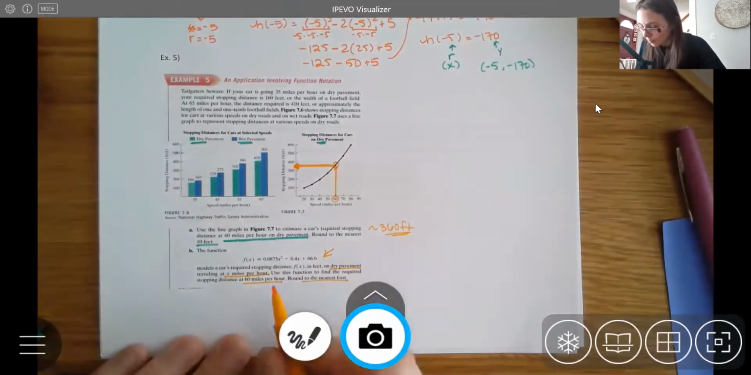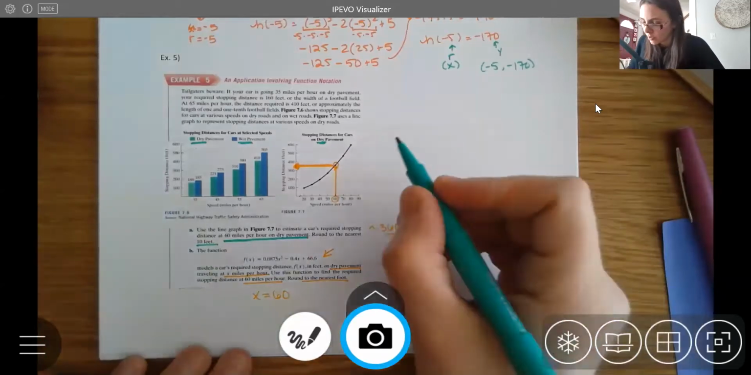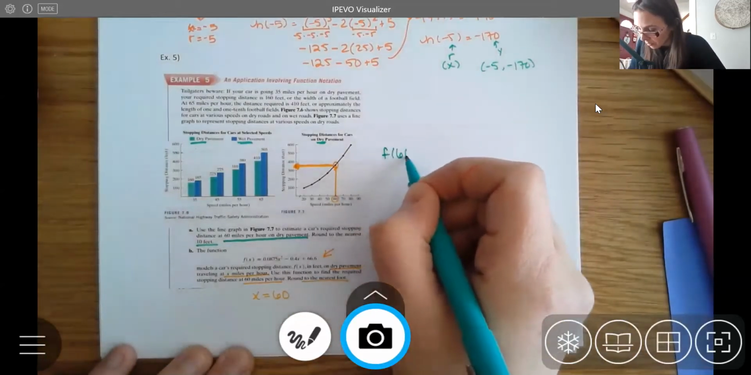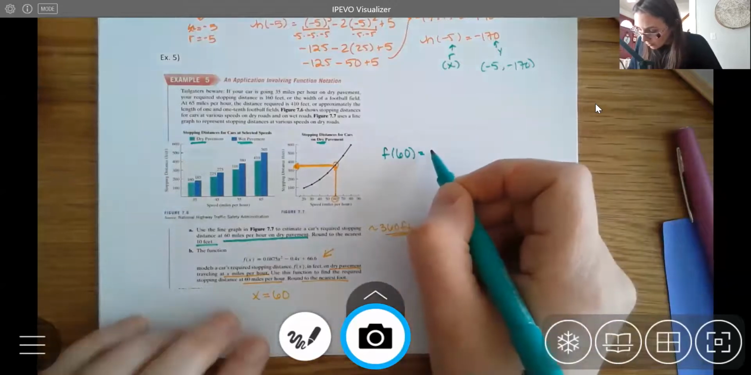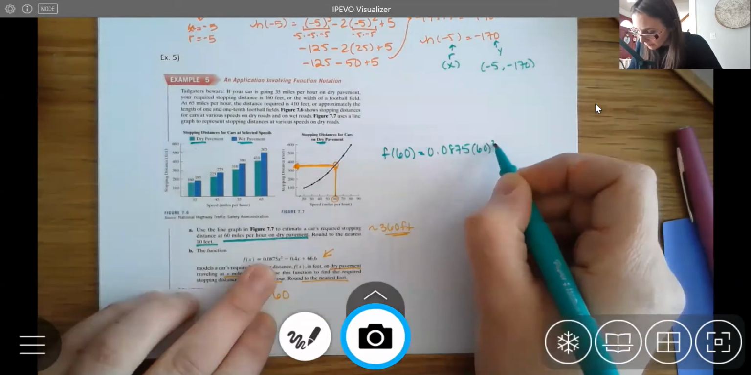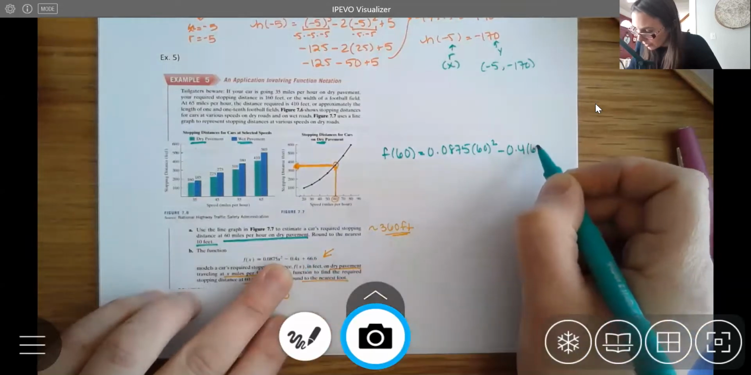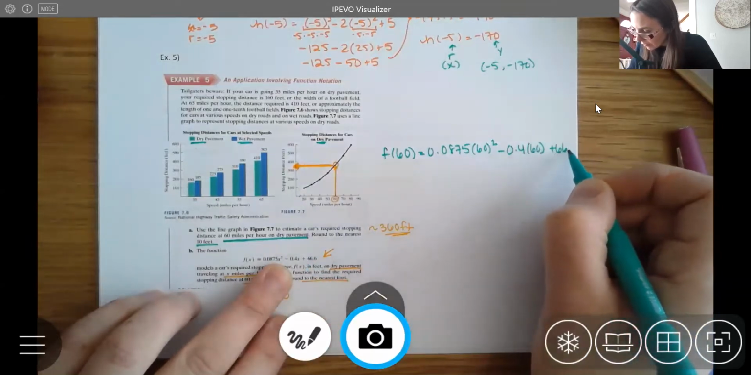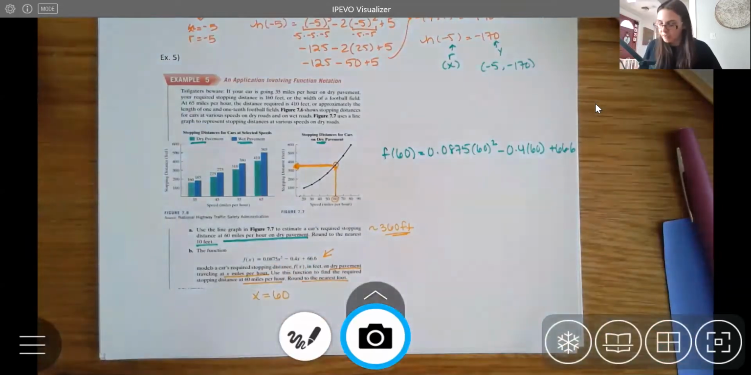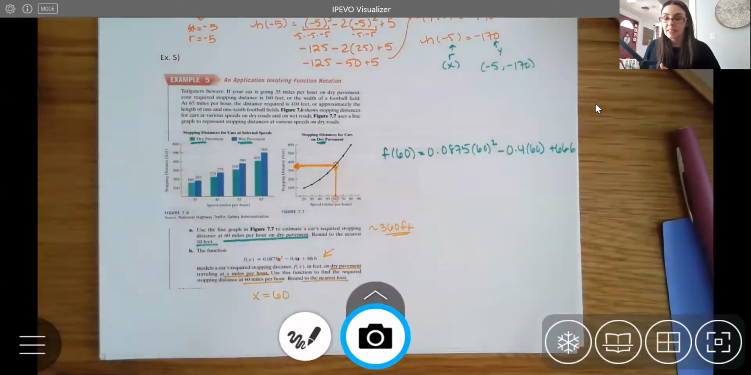All right, so X is miles per hour, so X is going to be 60 in this case. We're going to go ahead and plug that in. I'm going to switch colors just so we can see a little better. So let's see, it's 0.0875, and then that X I'm going to replace with 60 minus 0.4, and again, that X I'm also going to replace with 60. So I'm just taking that function, and anytime I see an X, I'm going in and I'm replacing it with my value, which is 60 here.